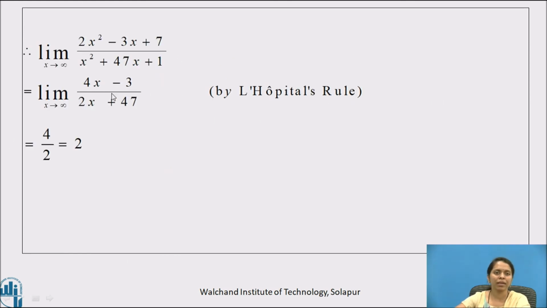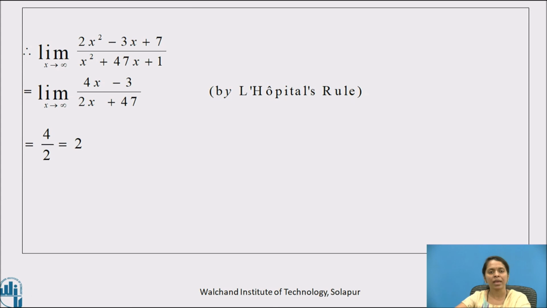So, once again we have to use the rule, and let's take the derivative of numerator. Derivative of 4x minus 3 is 4, and derivative of denominator 2x plus 47 is simply 2. Now, here we don't have a term of x at all, so there is no question of substituting x equal to infinity. It is a simple constant term, 4 by 2, which is 2 simply.